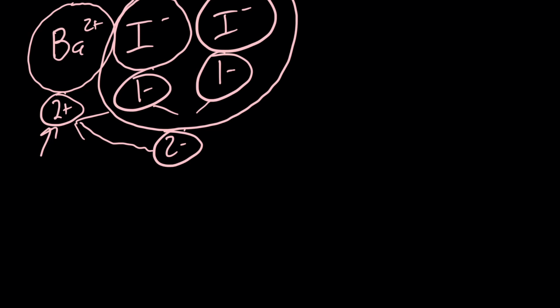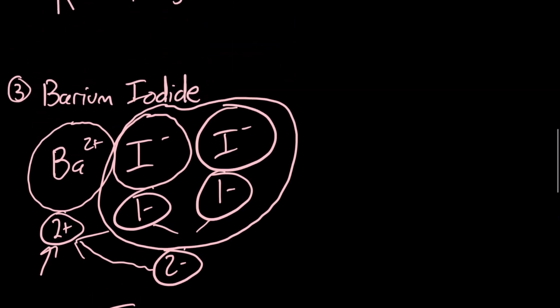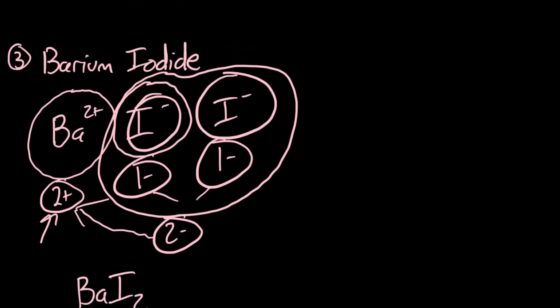We'll need 2. So our overall chemical formula will be Ba, and we're only going to have one of them, so we will not need a subscript, I2, because we need one iodide here and another one in order to get this 2 negative charge to neutralize that 2 positive charge. Now, we're going to discuss the swap and drop rule here.